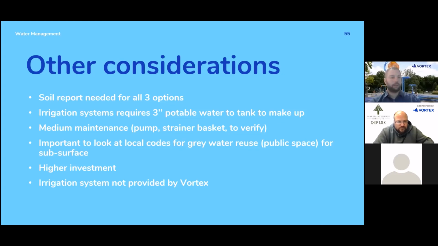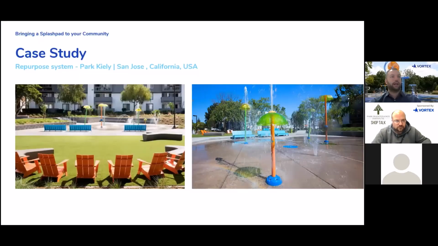Again, it's always important to look up your local codes. I can't stress that enough. I know I say it a million times, but make sure to have an understanding of your local codes. It is the highest investment when it comes to installation, but again, it doesn't get any more efficient when it comes to water usage. It's also super cool to, and I'll give you a little case study here.